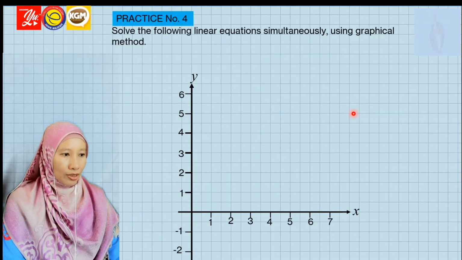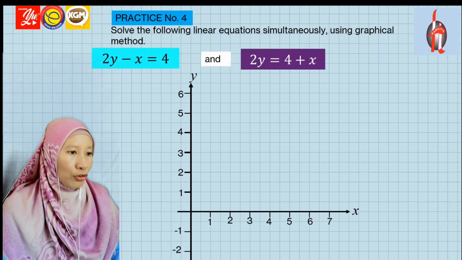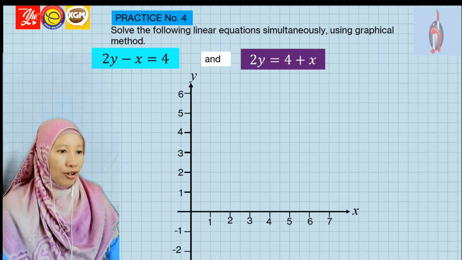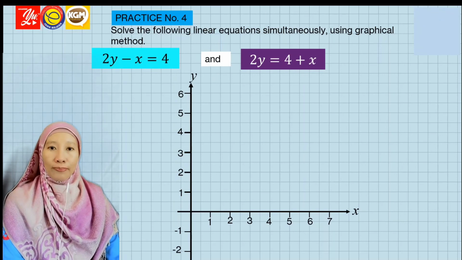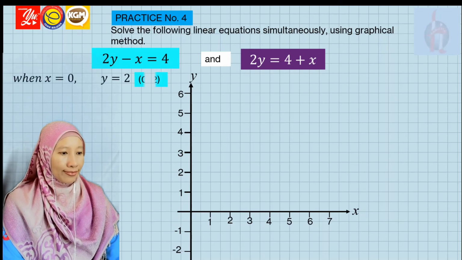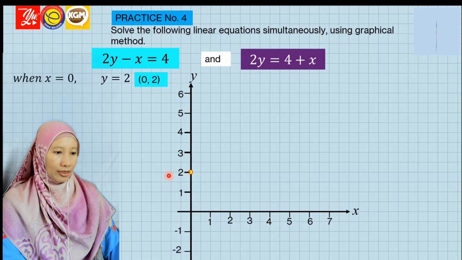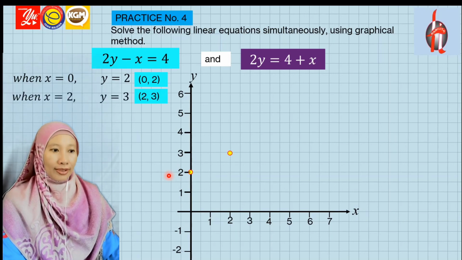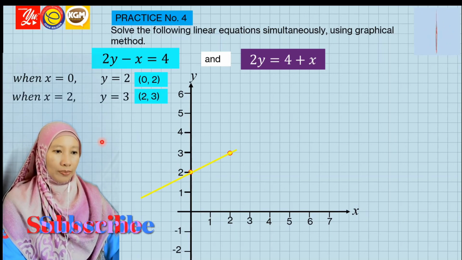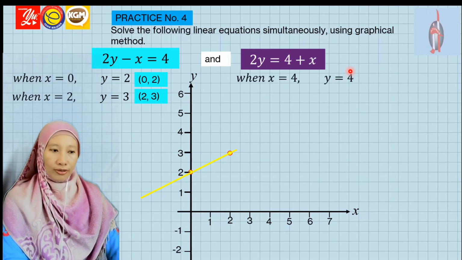Okay, let's try the last equations. We need to get the solutions for 2y minus x equals 4 and 2y equals 4 plus x. Let's try and plot these two graphs. Coordinate (0, 2) and coordinate (2, 3). Then we draw the line. For the second equation, the purple equation, x equals 4 gives y equals 4. So we get coordinate (4, 4).